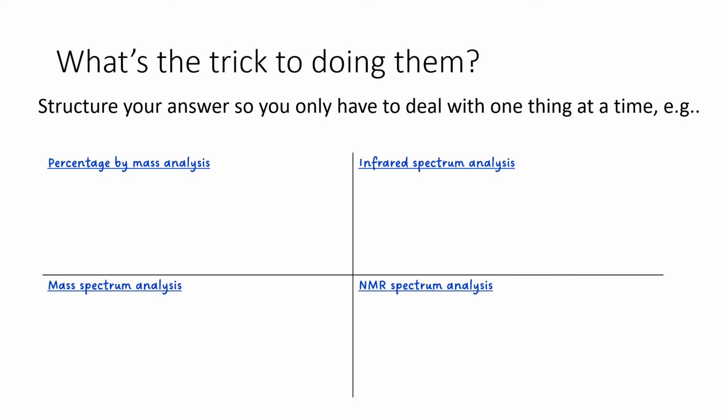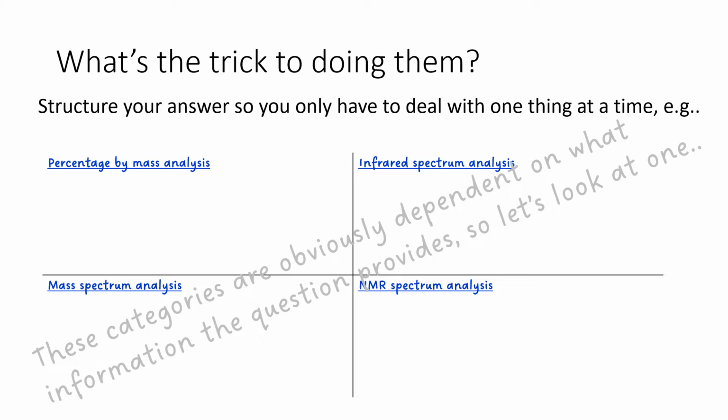So there's a bit of a trick to doing them to enable you to process them without a great deal of stress. The trick is don't try and do everything all at once. There's a lot of information that's going to come at you, so allow yourself the time and space in your mind to just deal with one thing at a time. So it might not necessarily be the 4 categories on the screen. It depends on what the information is provided in the question.